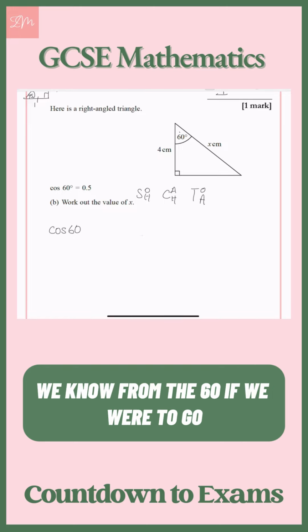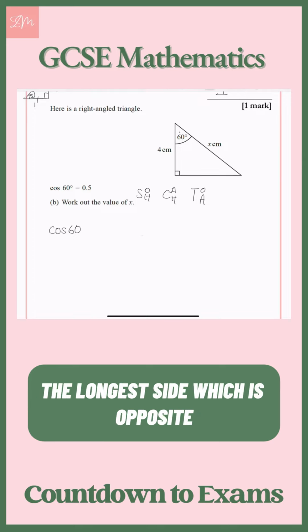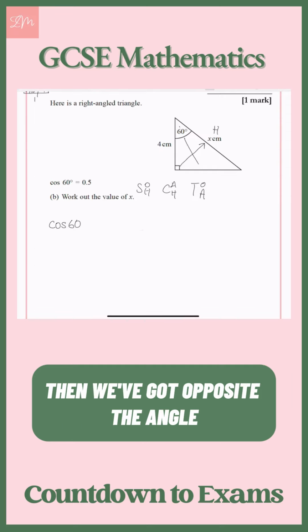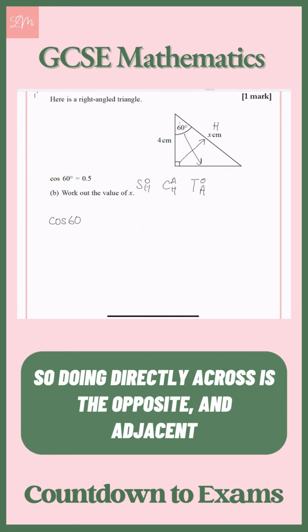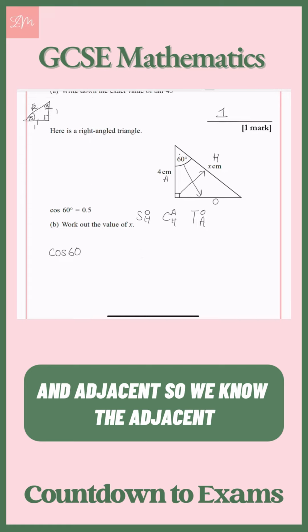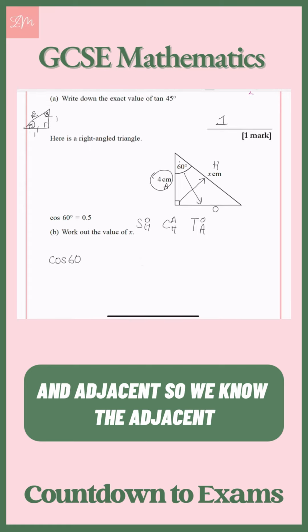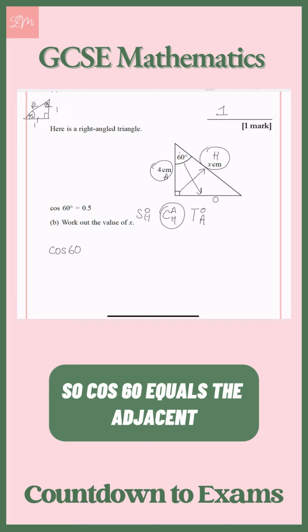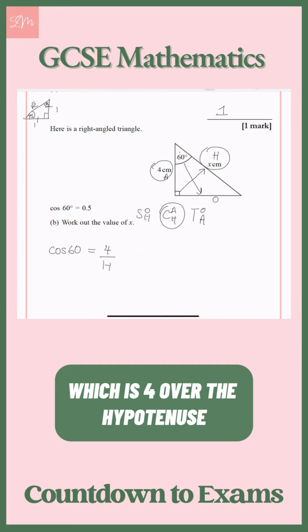We know from the 60, if we were to label all the sides, the longest side, which is opposite the right angle, is always your hypotenuse. Then we've got opposite the angle, so going directly across is the opposite, and adjacent. So we know the adjacent, we want the hypotenuse, so we're using cos. So cos 60 equals the adjacent, which is 4, over the hypotenuse.